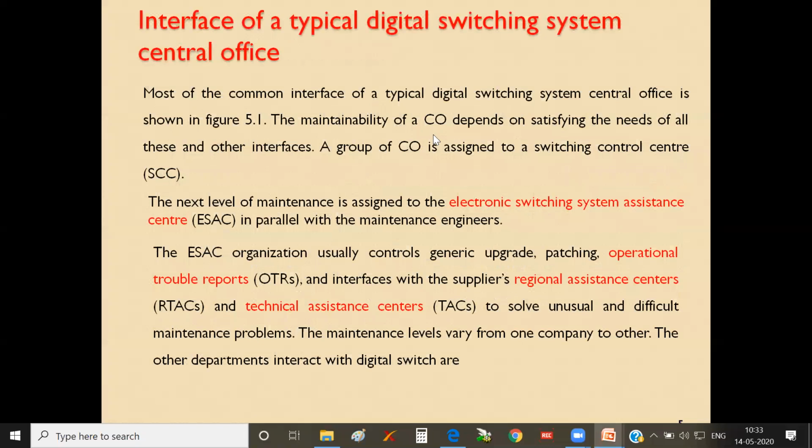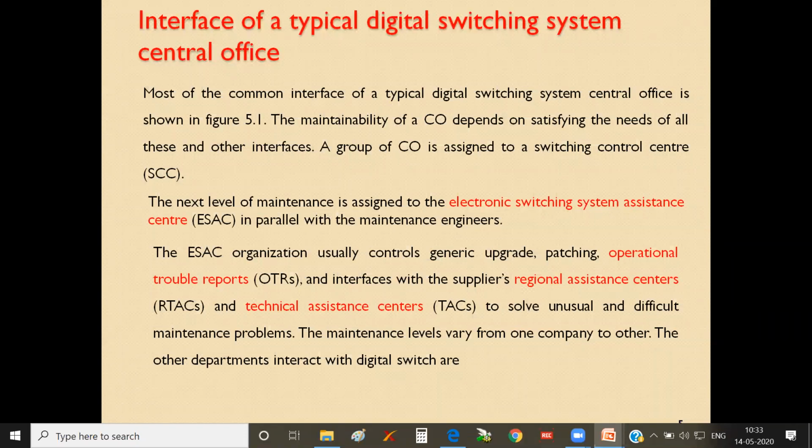Now look at the next concept, interface of typical digital switching system central office. Interface in the sense what? I'm going to interface one system or one sub model to a main model. If I interface that sub model to the model, I'm going to look at the output and check the results.